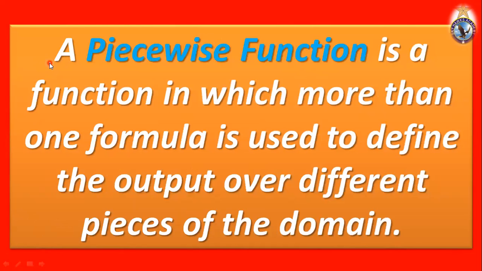Please read this one. A piecewise function is a function in which more than one formula is used to define the output over different pieces of the domain. So more than one formula. The function is one, but it is defined in two or three ways, because for each and every domain, the value of the function is different. So that's why we will have to draw the graph piecewise, because when we take one domain and put it in, we get different outcomes, and similarly when we put in the second domain, we have totally different outcomes.